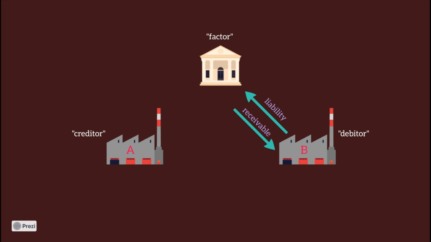Now that we know what factoring is, let's take a look at its main advantages and disadvantages from a business perspective. Let's start with the advantages. A major advantage is that factoring strengthens liquidity. The company no longer has to wait long for the invoice to be settled, but receives the money much sooner. This improves the company's creditworthiness and allows it to reinvest the funds as quickly as possible.